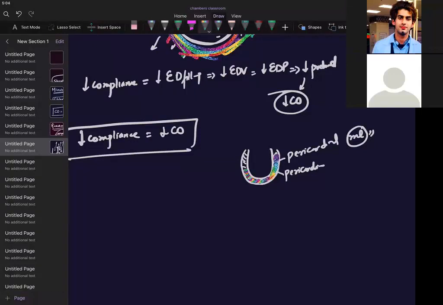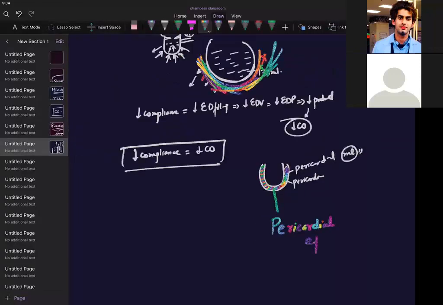Now guys, see, in the pericardial cavity, I am filling the fluid. The amount of fluid is increasing. This condition is called pericardial effusion.